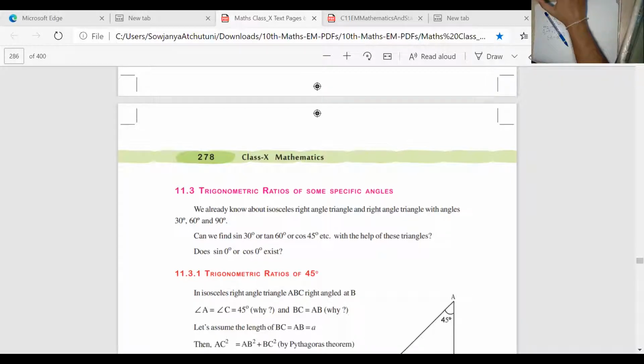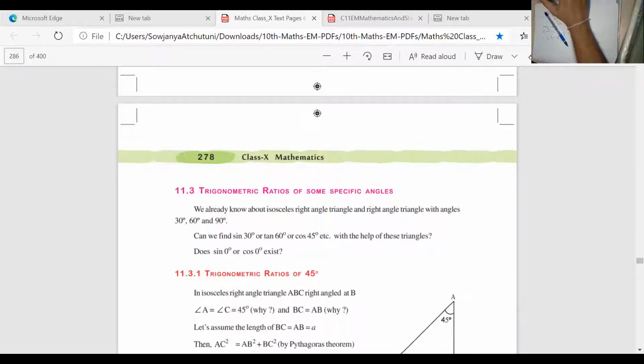What is cos 45? Adjacent by hypotenuse, A by root 2 A. So in trigonometry, sin 45 is equal to 1 by root 2, cos 45 is equal to 1 by root 2. What is tan 45? Opposite by adjacent side. Both are equal because it's 45 degree, so that is A by A, 1.